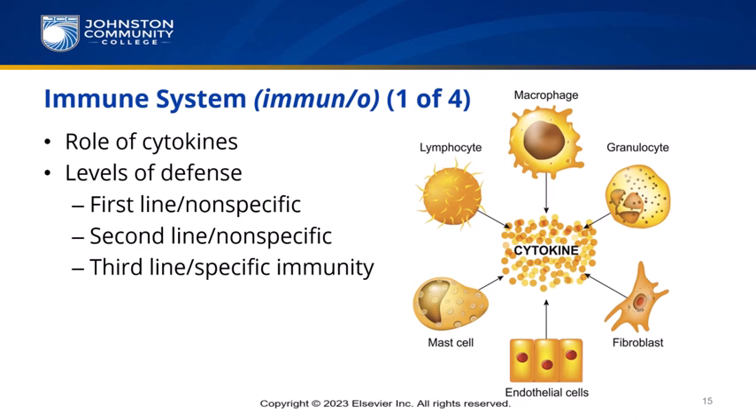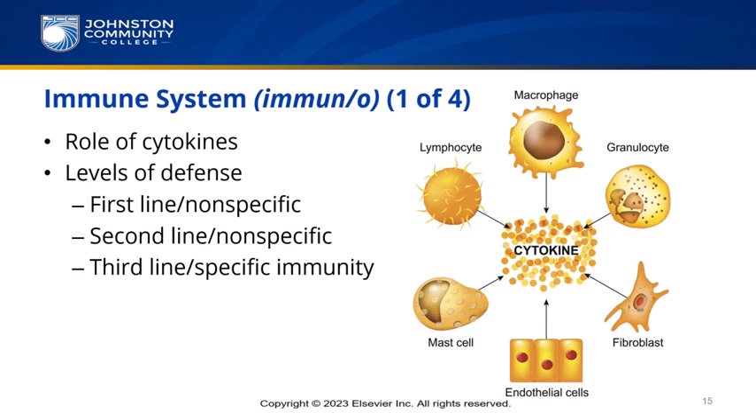Immune system. The immune system is composed of organs, tissues, cells, and chemical messengers that interact to protect the body from external invaders and its own internal altered cells. Cytokines, which is made up of cyto, our combining form for cell, and kine meaning movement. These are the chemical messengers that are secreted by cells of the immune system that direct immune cellular interaction.